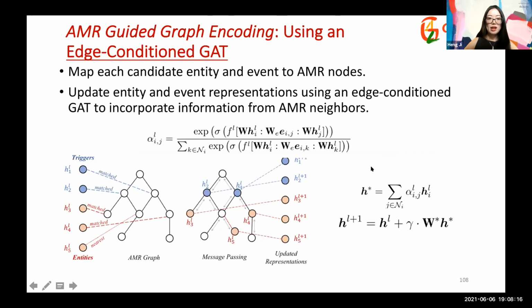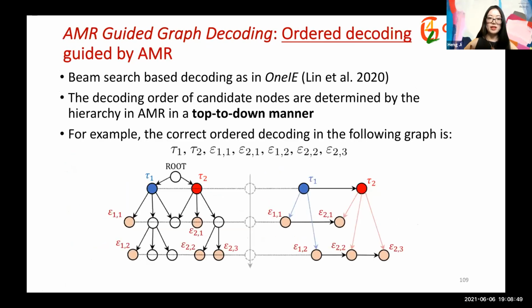So to be more specific, when we are looking into the encoding part, usually we should take some attention network that will consider the different weights of edges, because it would be a pity if you ignore the different types of edges that already come from the semantic parser, right? So here we decide to use, for example, edge conditional GAT to encode each entity and event node so that the information from the neighbors can be incorporated effectively.